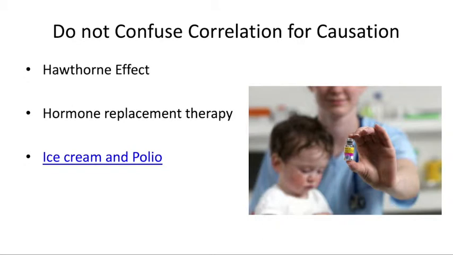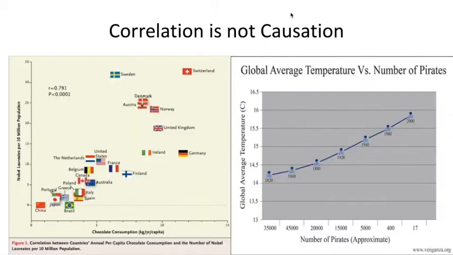And then there's a final video here, which shows when a correlation was confused with causation around the time of polio, when ice cream was believed to be associated with polio. And if you're still not convinced that correlation is not the same as causation, here's yet another example of how that could be pretty bunk.